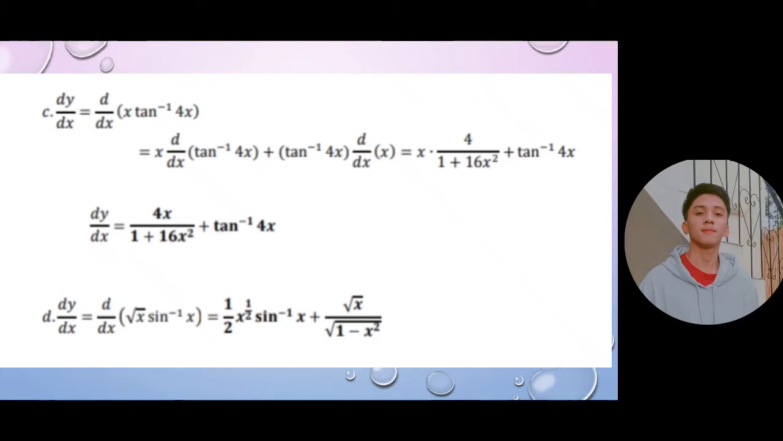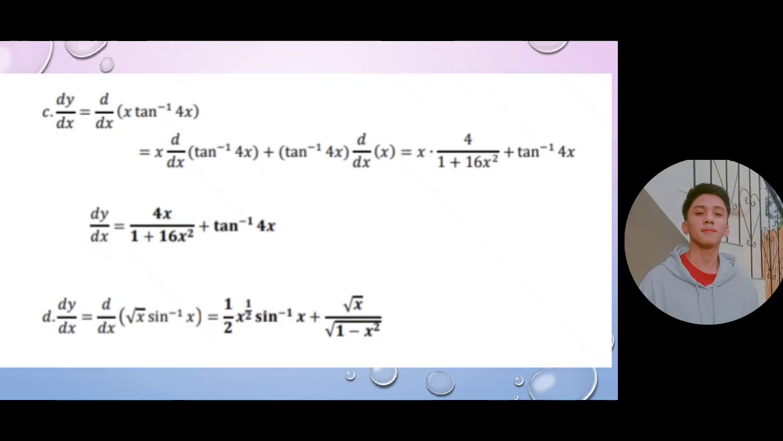In order to solve this one, I will point out that we are going to have to use the product rule. So here we have our first function, x, and the second function, which is tangent raised to negative 1 of 4x. Using the product rule, we say it is our first function, x, just as it is, no changes, multiplied by the derivative of the second function.